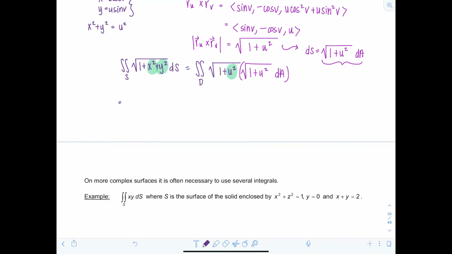I'll set it up with limits for v on the outside. So we'll go 0 to pi, 0 to 1, because u was the only variable in here. Then we're going to have the square root of 1 plus u squared du dv. And then this integral is pretty straightforward. So you should end up with 4 pi over 3. Okay, very good.